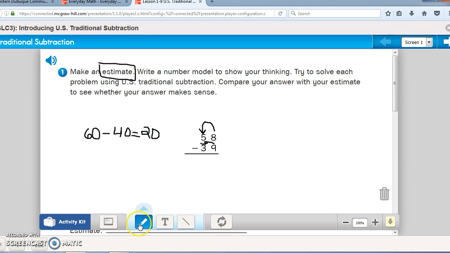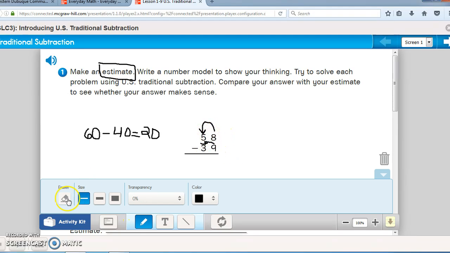Now I actually do the subtracting. Let me erase this so this doesn't get complicated or mess you up. Okay, 8 minus 9 I can't do, so I have to borrow. I take 1 away from the 5. I make that a 4. I put that 1 in front of the 8. 18 minus 9 is 9. And 4 minus 3 is 1.